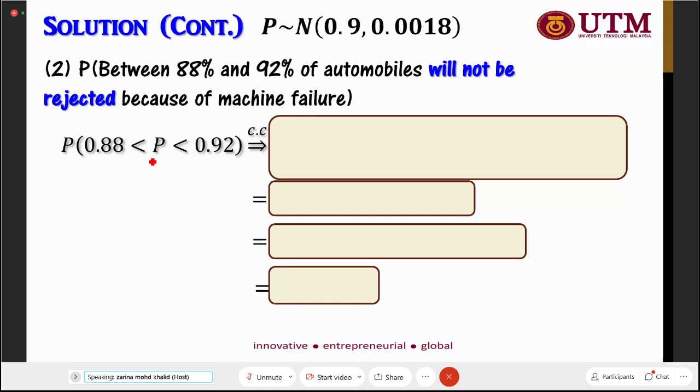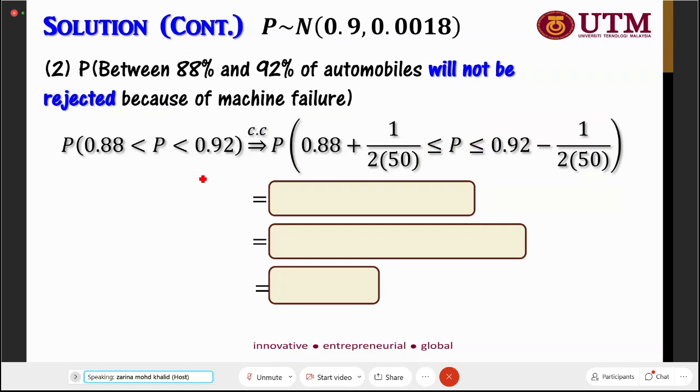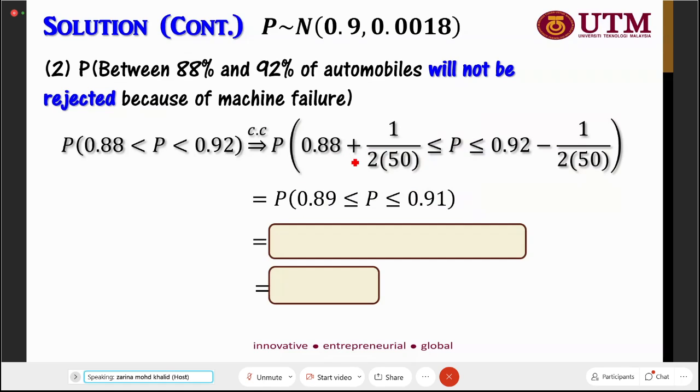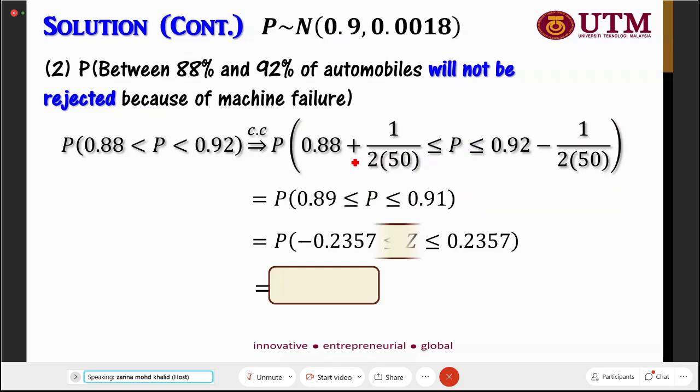So for this question, you see CC means what? The first one you plus, the second one you minus. Okay? And then you simplify first. After that, you standardize. Only after CC, you standardize to Z and use your calculator, check your answer. That should give you this value.